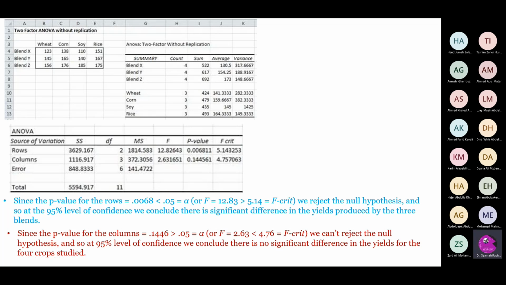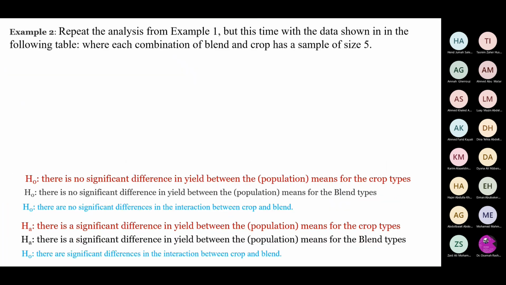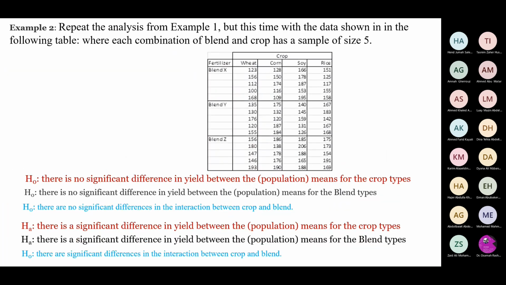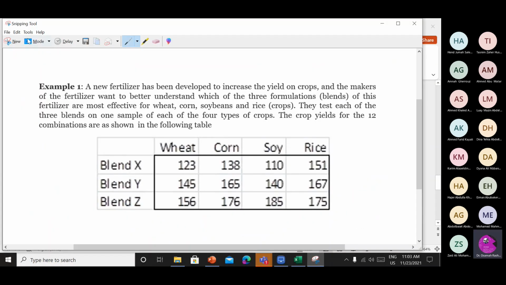Catch it? So remember, for two-way ANOVA without replication, you have 2 null hypotheses and 2 alternative hypotheses. Once you reject the null hypothesis, you accept the other one, which is the opposite of it, right? Now, let's go for the second one. Here it is. I will give it to you, input the data, and check it.